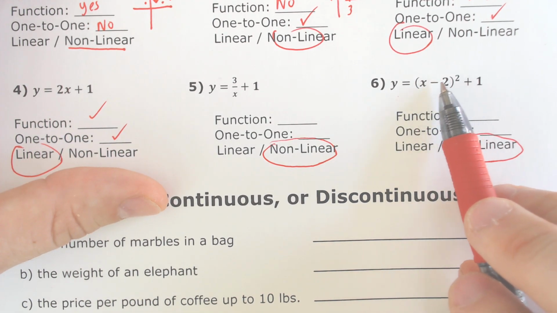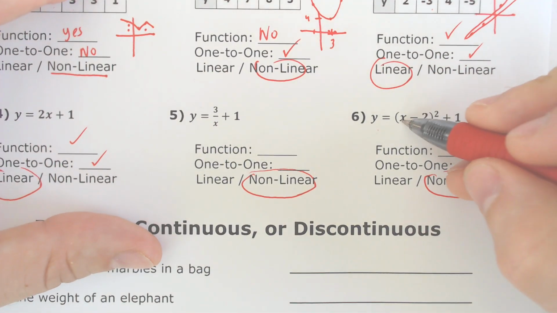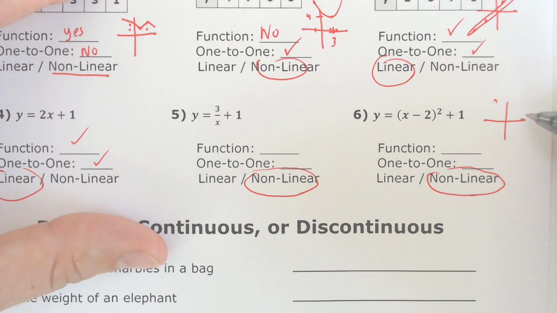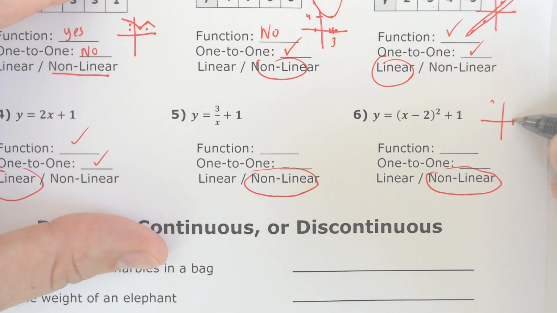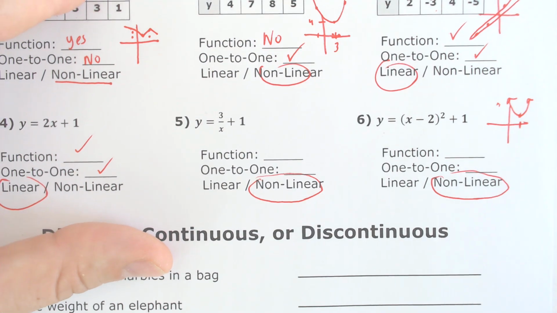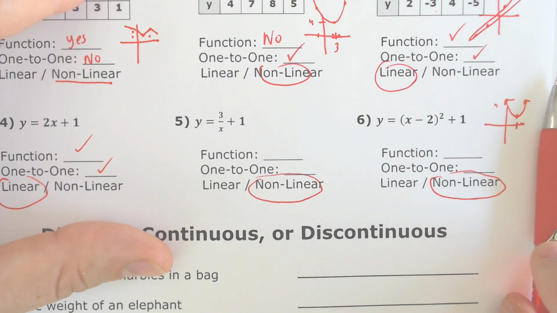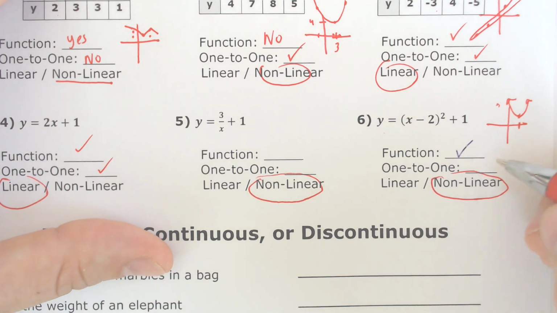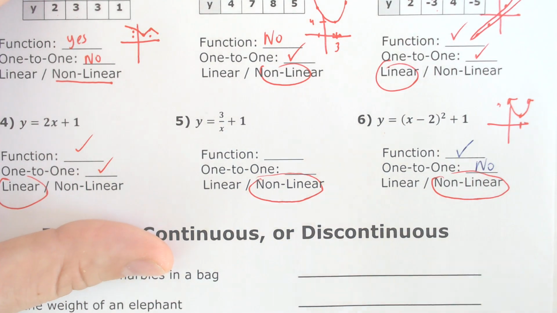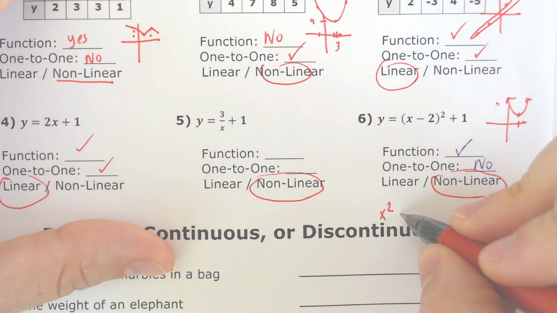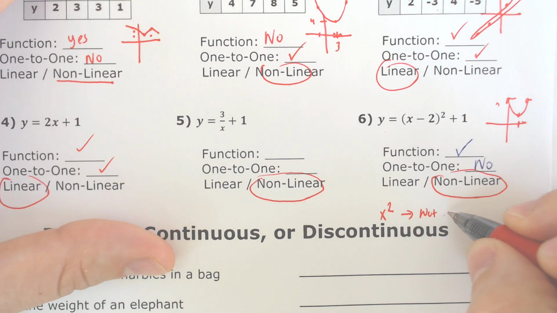Anytime you have an x squared, whether there's parentheses or anything else, that is going to form a parabola. And this particular parabola will go to the right by 2 and up by 1. So it's going to look like that. So that will pass the vertical line test, but fail the horizontal one. So it is a function, but it is not one-to-one. So that tells you something. Anytime you have an x squared, it is not going to be one-to-one.